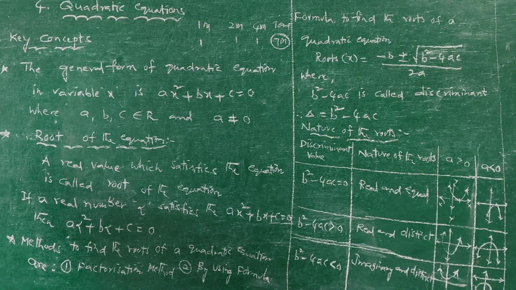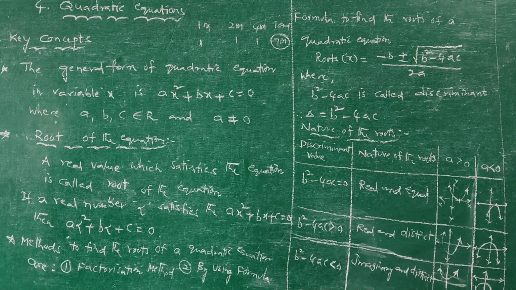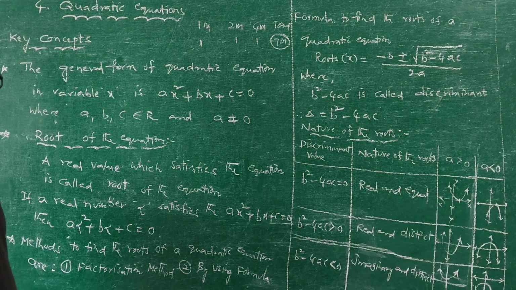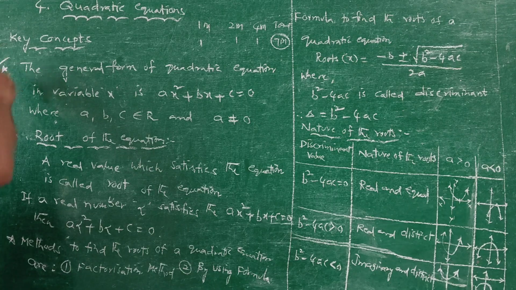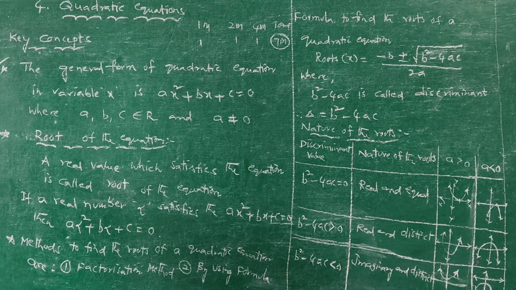Okay, now I have to explain the concept of this chapter. After that I will explain all the important selected questions, the 1 mark questions, 2 marks questions and 4 marks questions, right? Okay, first one is, what is the general form of a quadratic equation?